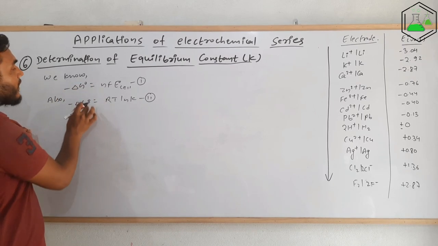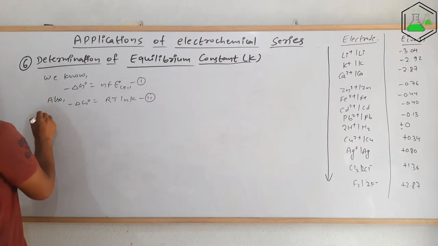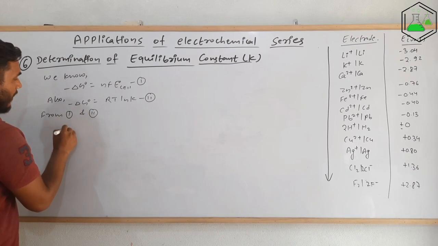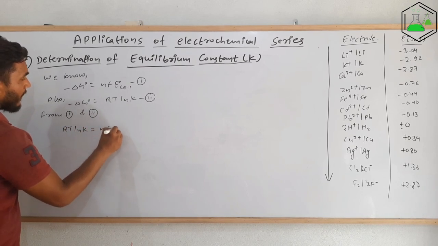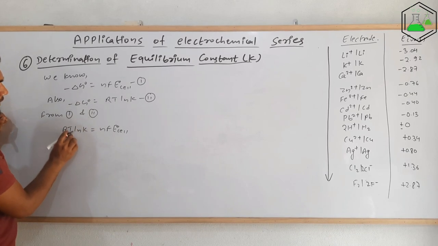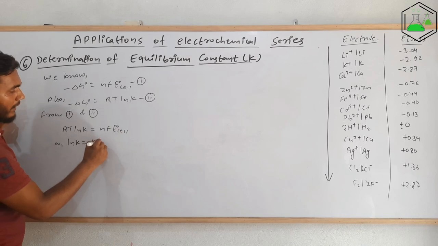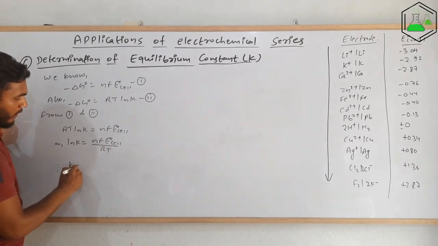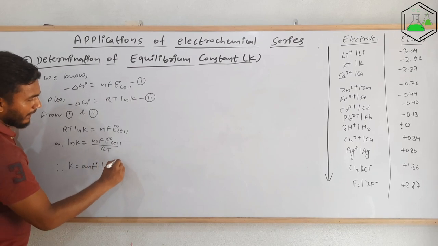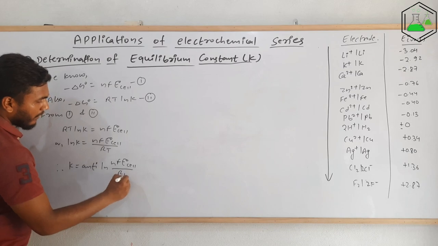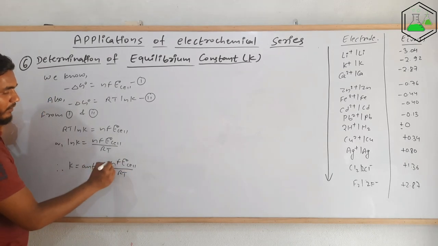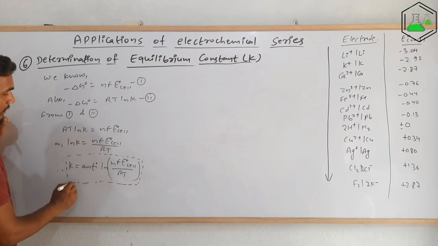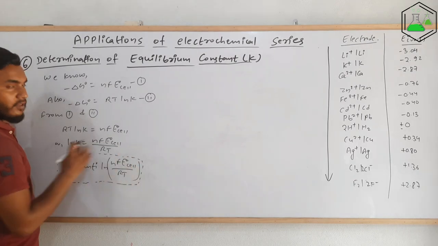Now, we can equate them because the left hand sides are equal, so obviously the right hand sides are also equal. From equations 1 and 2, we can simply equate them and it will give us RT ln K is equal to nFE naught cell, right? To get the value of K, we need to take these values to the other side. It will be ln K is equal to nFE naught cell by RT. And therefore, K will be equal to e to the power nFE naught cell by RT, or simply you can write it in exponential. So, this is the formula to calculate the value of K, that is the equilibrium constant of any cell. For this, we just need to find out the value of E naught cell and n.